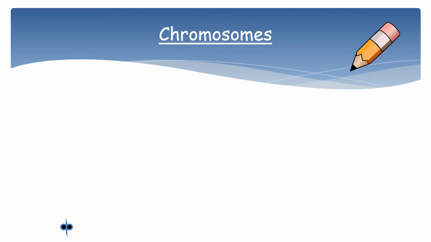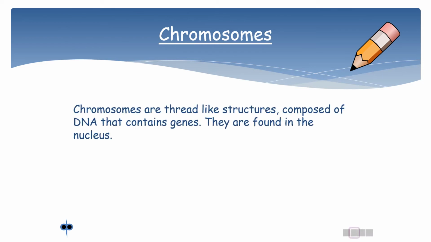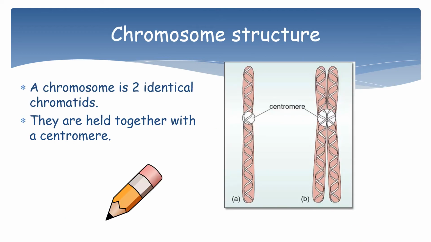Well done if you managed to answer the last question correct. Now we would take a note on chromosomes. Chromosomes are thread-like structures that are composed of DNA and contain genes. They are found in the nucleus. You need to know the structure of a chromosome. So the chromosome is made up of 2 identical chromatids, and they are held together by a centromere. So you've got your 2 sister chromatids here. That's one of the sister chromatids, and that is the other sister chromatid, and they are held together by something called a centromere. So you would take a note of that.